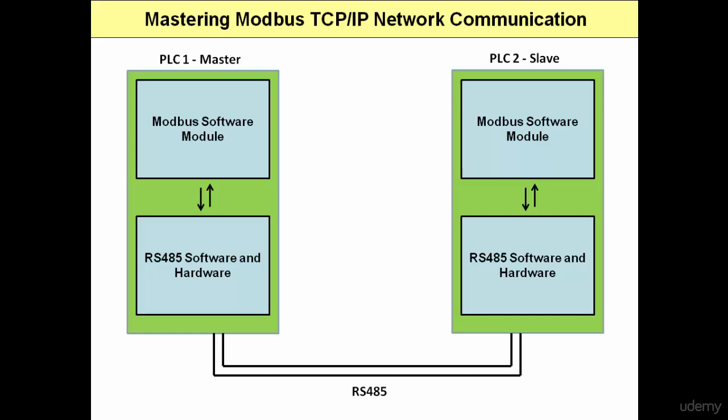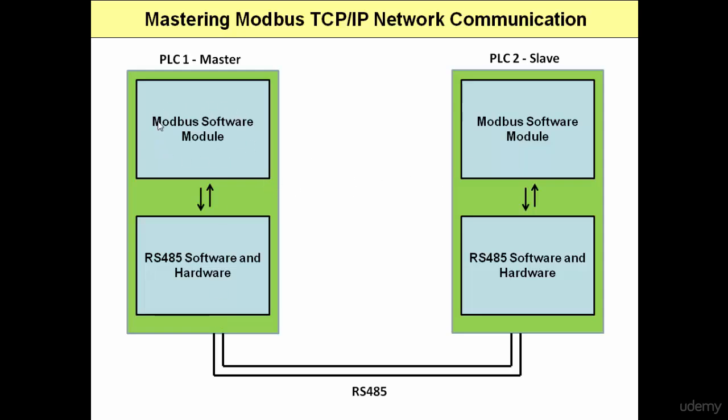So now let's take a closer look at this diagram. So I have my RS-485 connection. I have here what represents the Modbus software module, and then I have the RS-485 software and hardware. So this would be software and also the actual physical hardware and communication port that would connect to the RS-485 cables, right? In PLC1 and PLC2.